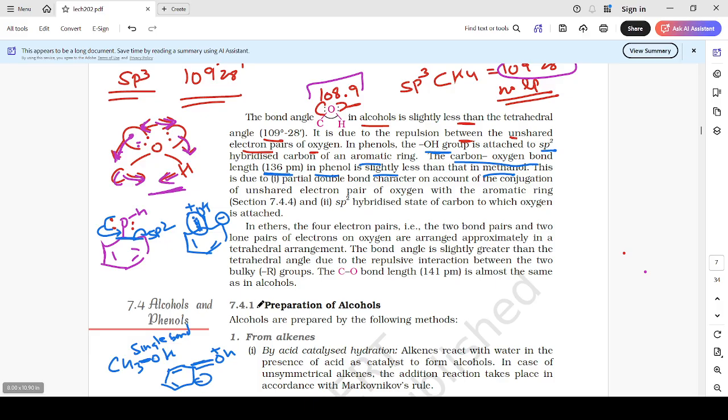We know very well the bond length of sp3 is greater than sp2, greater than sp hybridization. Here, since it is sp2 between carbon and oxygen, and in methanol it is sp3 with respect to carbon and oxygen, sp2 should be shorter than sp3.